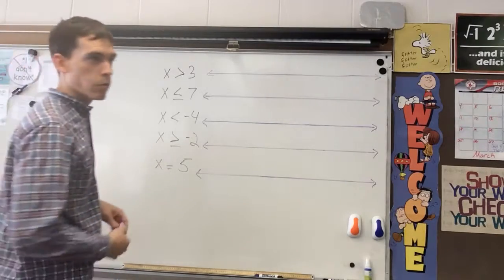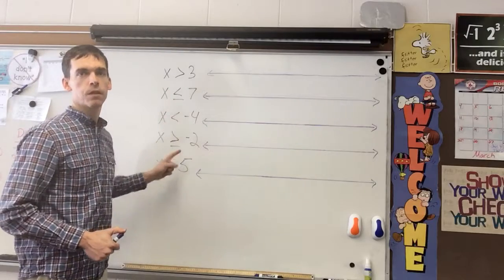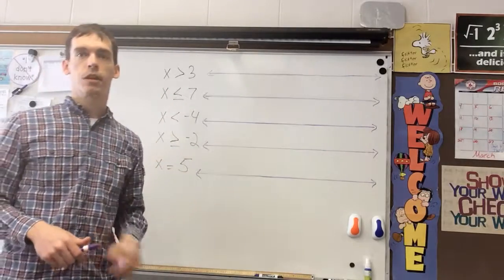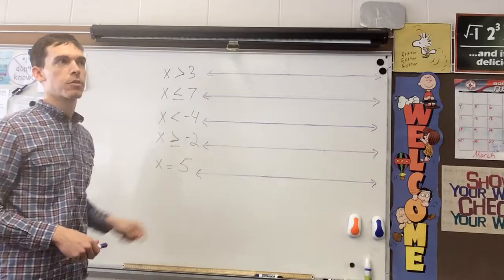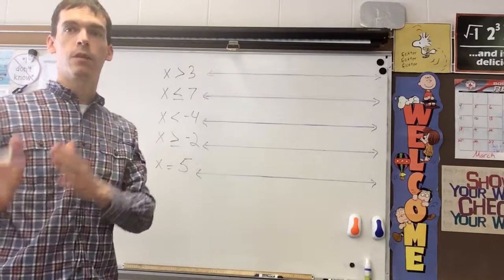Hey guys, here we go with inequalities here. What you see on the board, 5 blank number lines with 5 different inequalities that we need to represent. And of course, we'll do a little trick one on this last one here. So be thinking about what it is that these signs mean and how we read it from left to right.